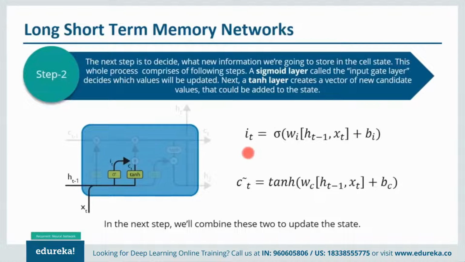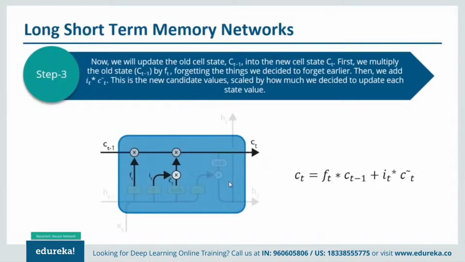Now let me explain the equations. So i of t will be what? The weight matrix multiplied by ht-1 comma xt, plus the bias, passed through a sigmoid function, and we get i of t. C bar of t we get by passing a weight matrix times ht-1, xt plus bias through a tanh squashing function, and we'll get C bar of t. As I've told you earlier as well, in the next step we'll combine these two to update the state. Let us see how we do that.